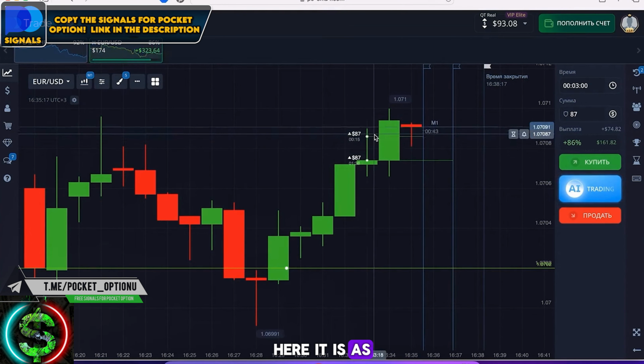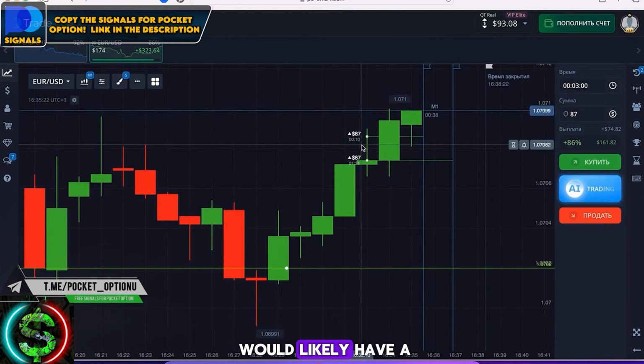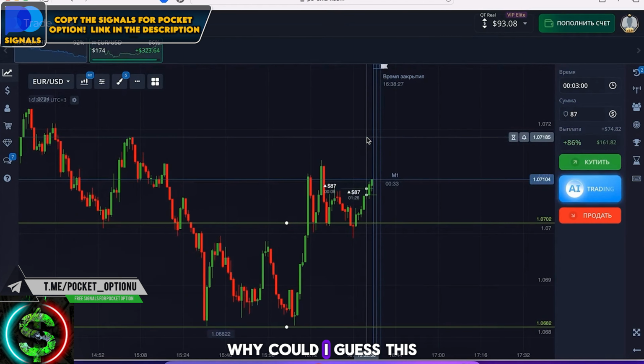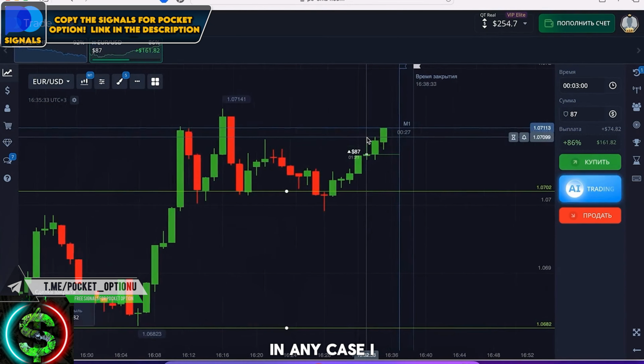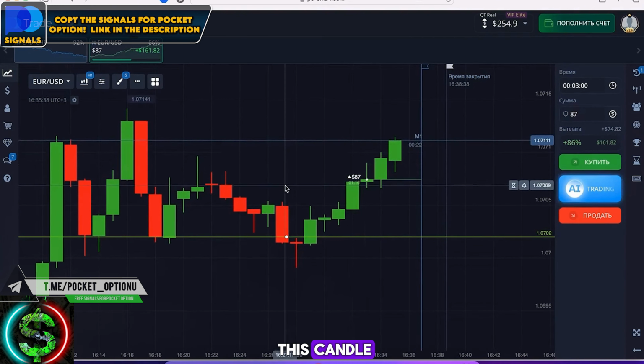Here it is. As I said, when we opened the trade here for $50, one of the candles would likely have a pullback. As we can see, there was indeed a pullback. Why could I guess this? Because pullbacks are possible here in any case. I thought it would happen after this candle, but as we can see, it occurred on this candle.